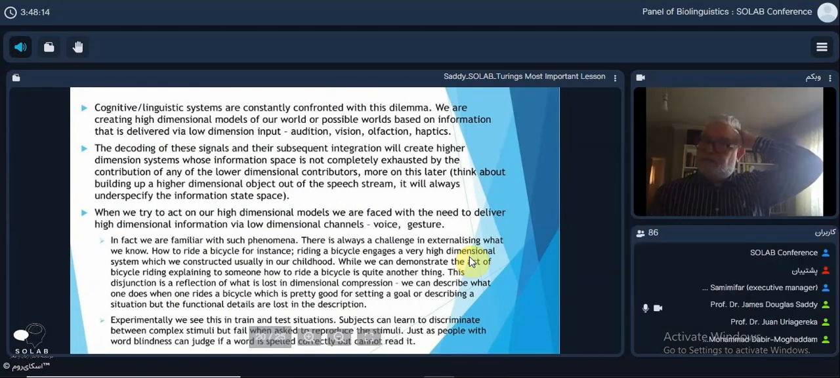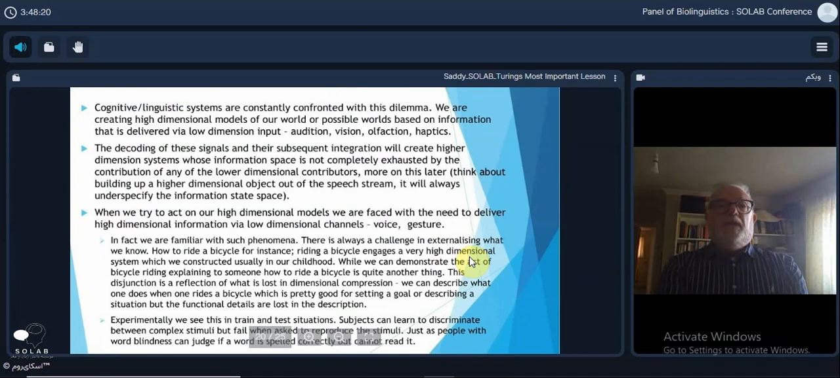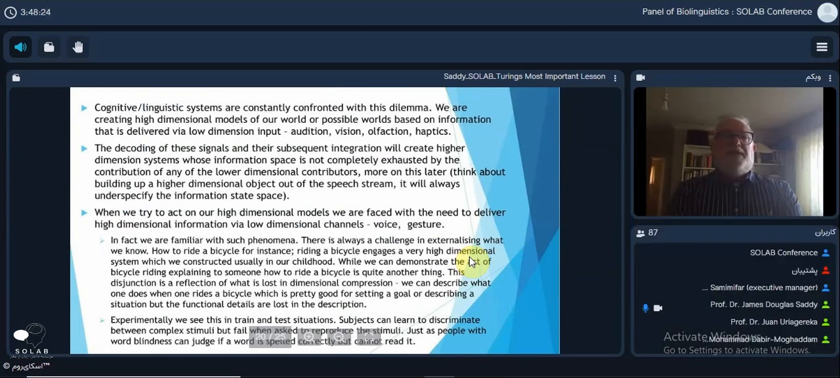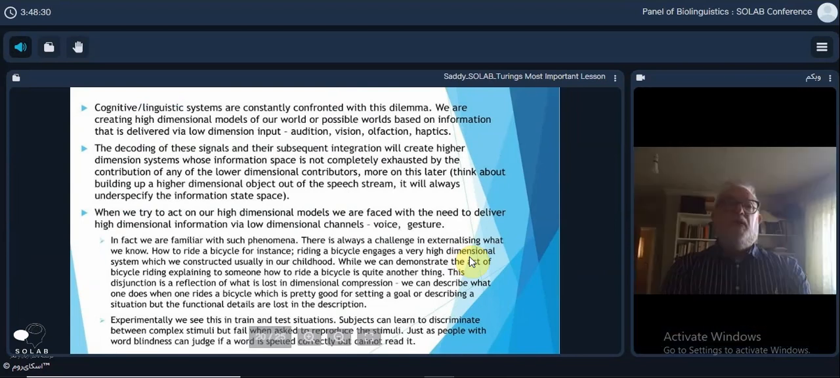All right, so let's think about these ideas. Cognitive and linguistic systems are constantly confronted with this dilemma. Our job as sentient entities is to create high-dimensional models of our world, or possible worlds, based on information that's delivered via low-dimensional input: audition, vision, olfaction, haptics. The decoding of these signals and their subsequent integration creates higher dimensional systems whose informational space is not completely exhausted by the contribution of any of the lower dimensional contributors. Think about building up a higher dimensional object from the speech stream. It will always underspecify the information state in the state space.